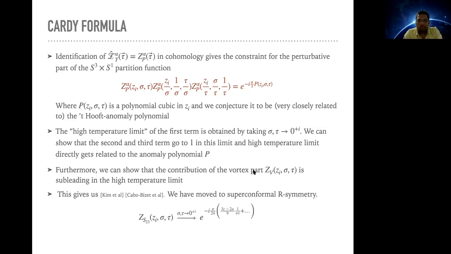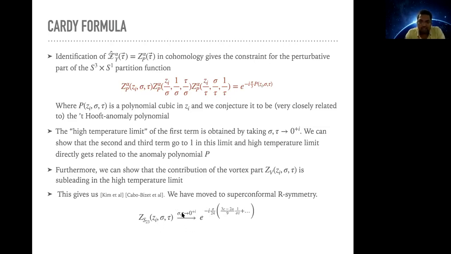Moreover, as I said, the partition function doesn't quite just have the perturbative part, it also has the vortex part. And you can show that the vortex part is subleading in this high temperature limit. This tells you that the partition function Z on S3 times S1 in the high temperature limit behaves like this, plus some subleading corrections, but at leading order you get this particular coefficient. And this formula agrees with the formula that Choi and friends had, and also Cabo-Bizet, Cassani, Martelli, and Murthy, and so on.